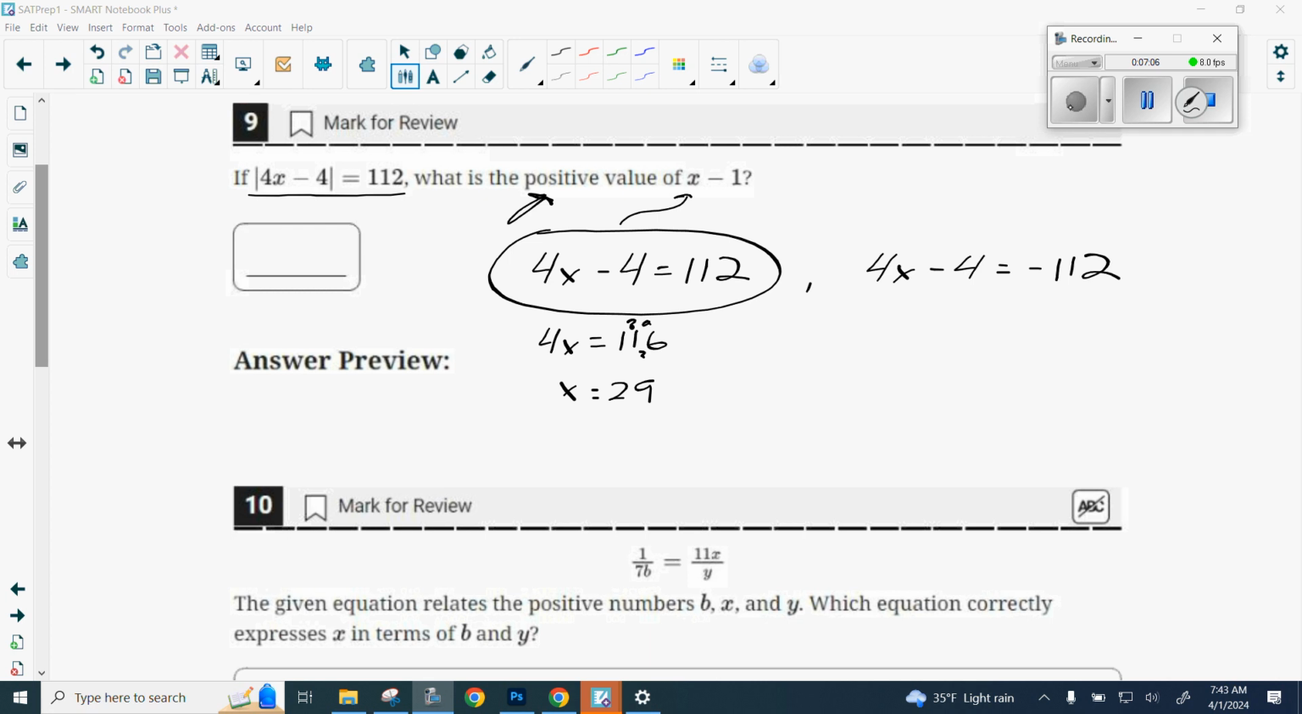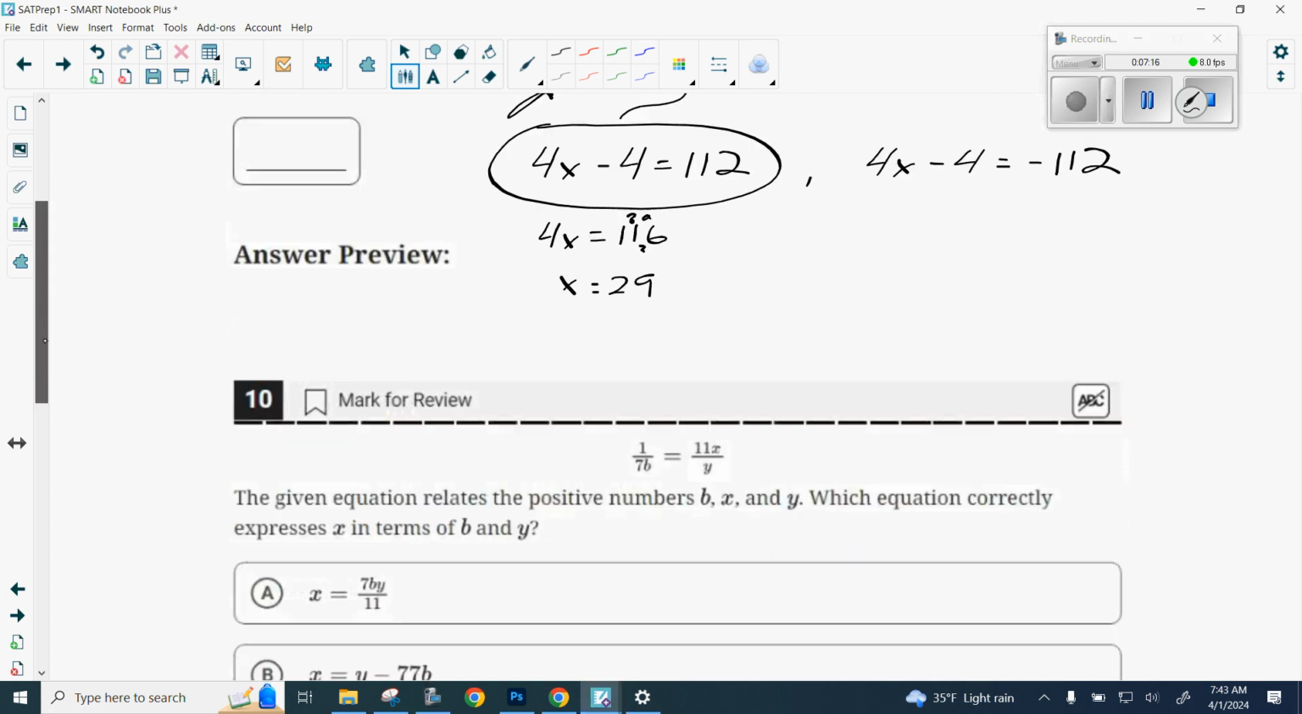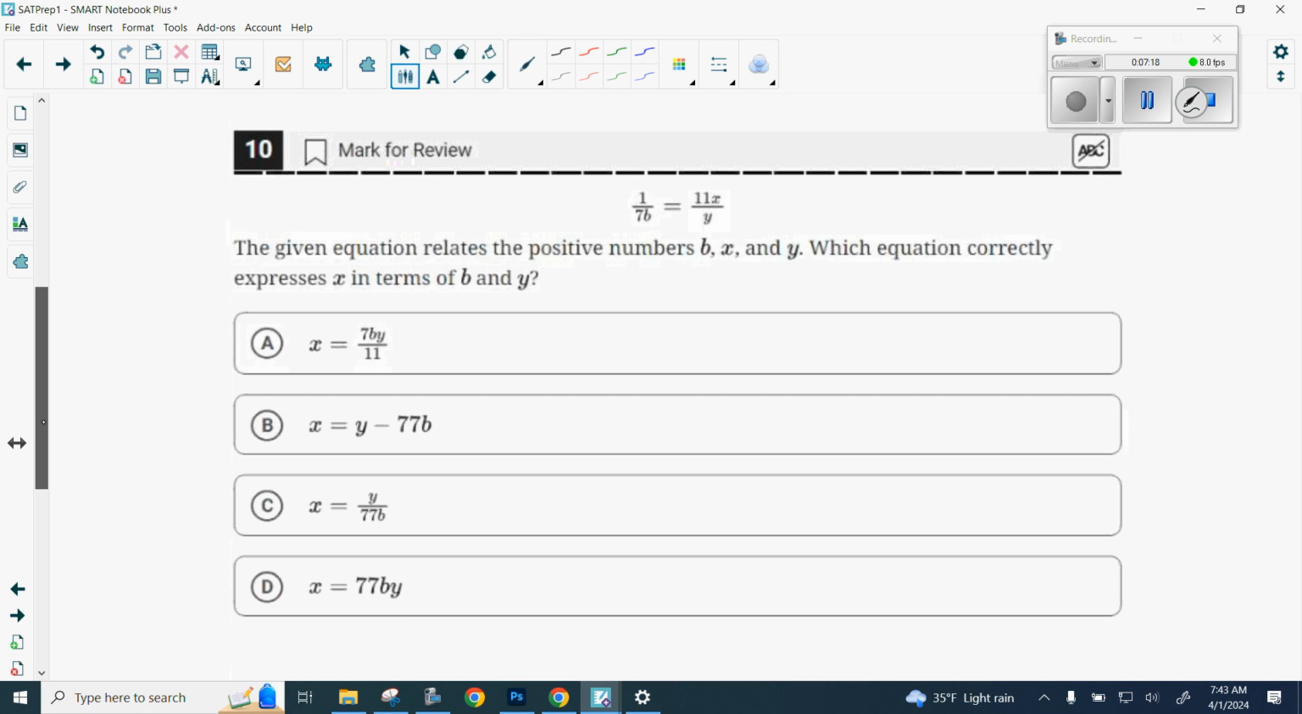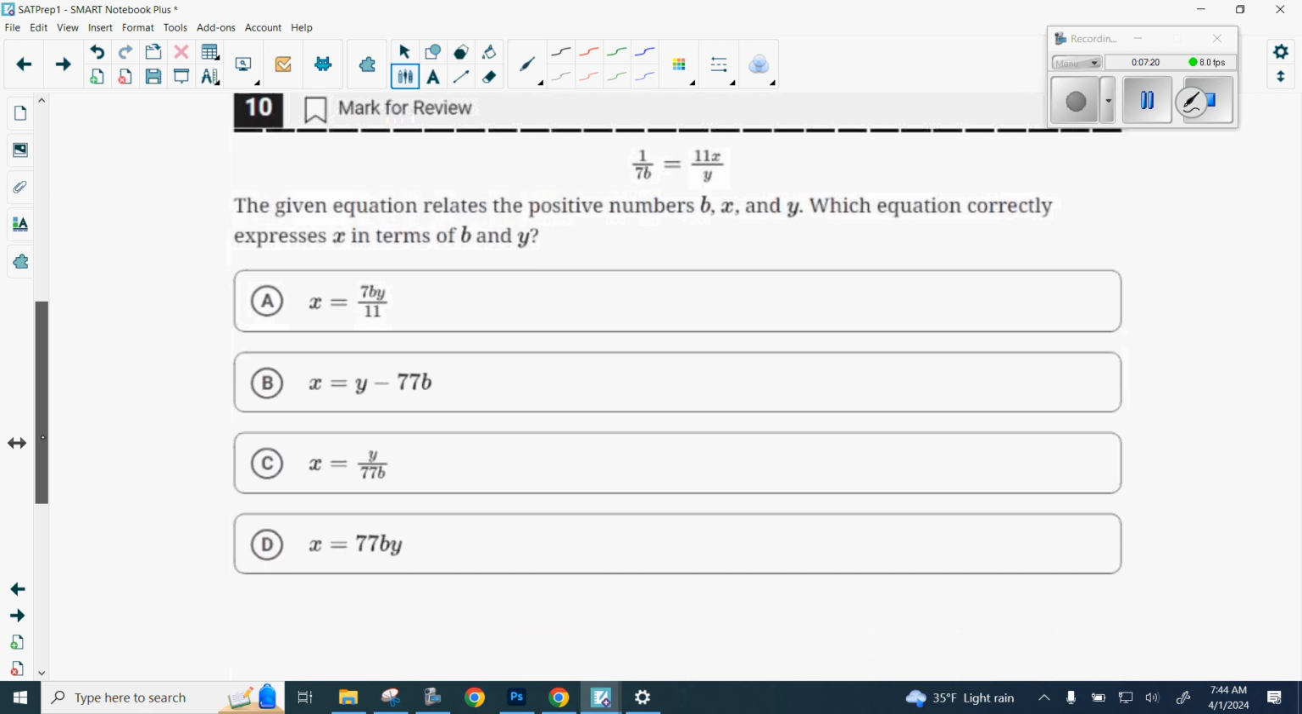And we don't have to solve the other one because we're just being asked for that positive value. Okay, so we've got an equation that relates the positive numbers b, x, and y, which correctly expresses x in terms of b and y. So what they're asking us to do is solve this thing for x.